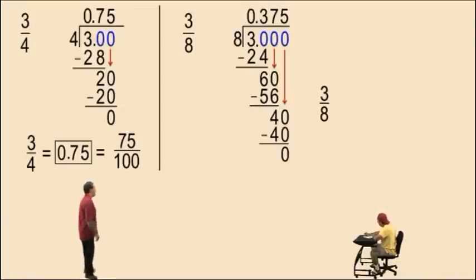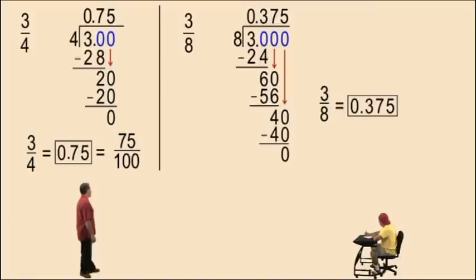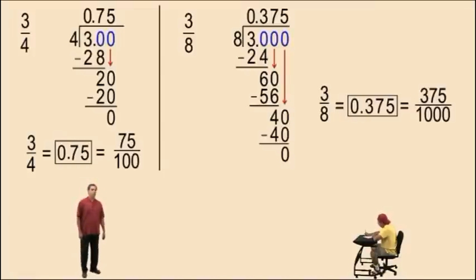Therefore, the fraction 3/8 can be written as the decimal 0.375. Now that's 375/1000ths. And if you reduce 375/1000ths to lowest terms, you will, in fact, get the fraction 3/8. Realistically, when you change a fraction to a decimal using this long division method, you will sometimes never get a remainder of 0. But a pattern will occur in your calculation.